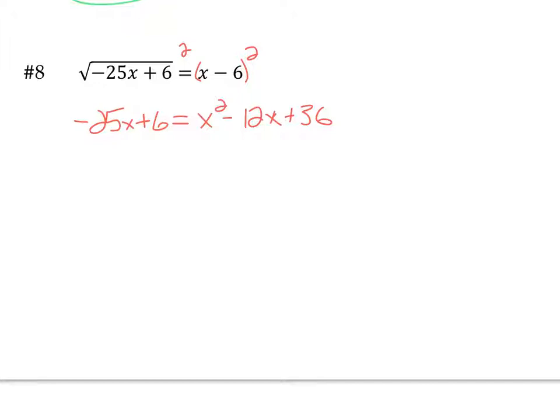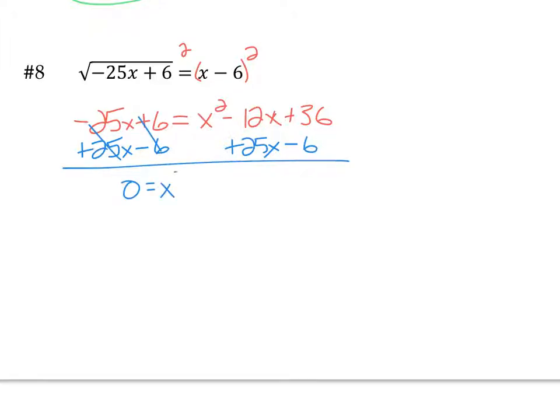And now I'm going to get this set equal to 0. I'm going to add 25x and subtract 6. Those all cancel on this side to give me 0 equals x squared plus 13x plus 30. So I'm going to factor that. I need numbers that multiply to give me 30 and add up to 13. So 3 and 10 both work.